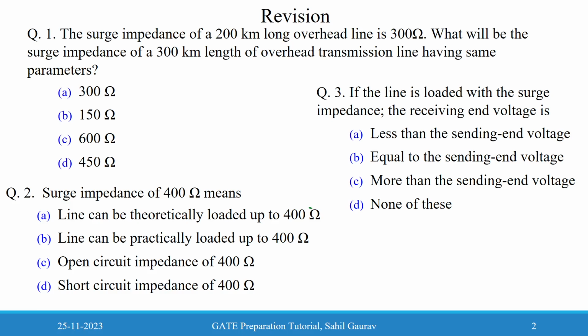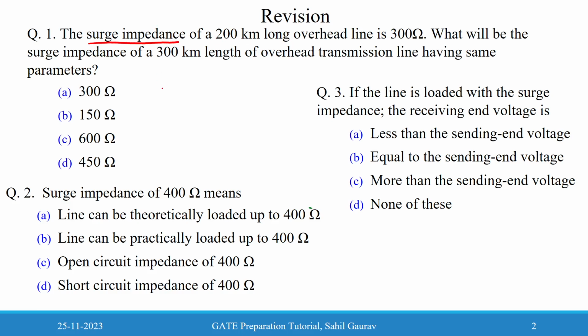So the first question is that the surge impedance of a 200 kilometer long overhead line is 300 ohm. What will be the surge impedance of a 300 kilometer length of overhead transmission line having the same parameters? Does the surge impedance depend on the length of line? The answer is no. It doesn't depend on the length of line.